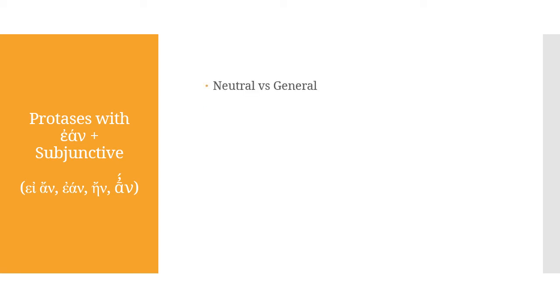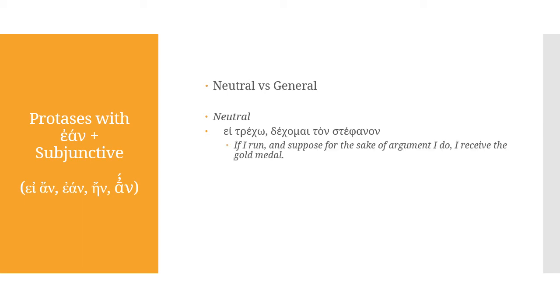It's worth considering the difference between neutral and general. The neutral condition, ei trecho dechome ton stephanon. If we over-translate this, the notion of assumption, if I run and suppose for the sake of argument I do, I receive the gold medal. So there's no particular prospect or assumption that I'm making about the possibility or probability of ei trecho. I'm just making a statement. If I run, then I receive the gold medal.